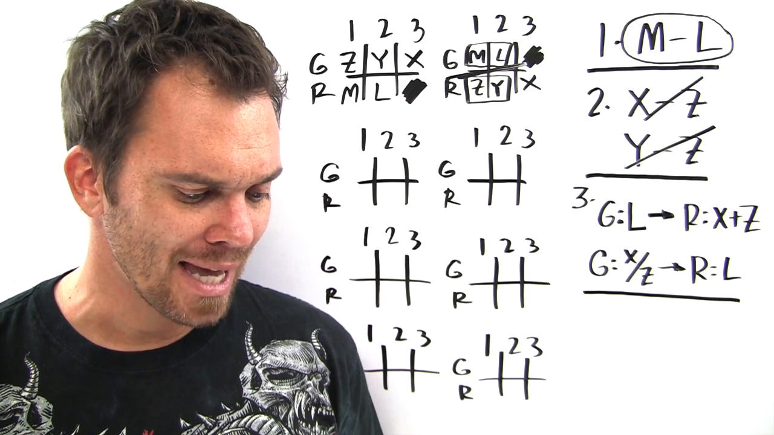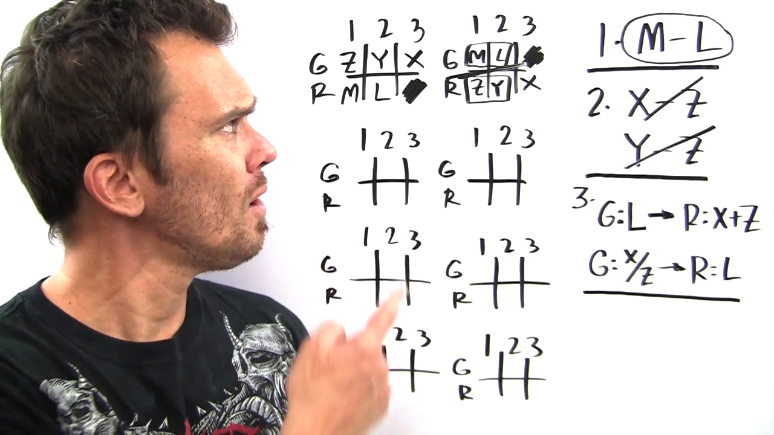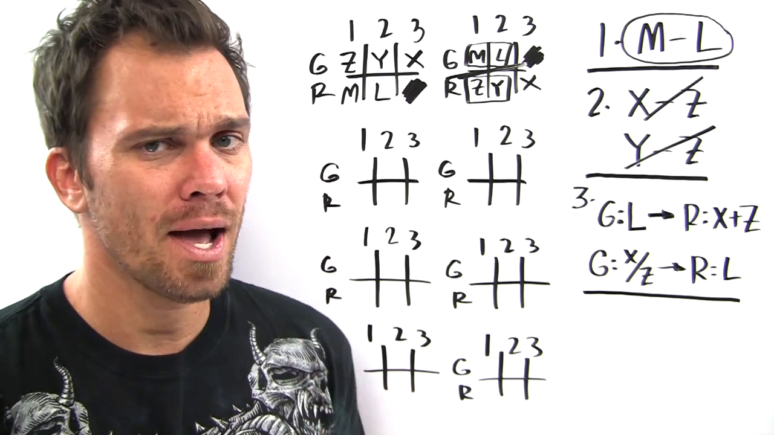All right, what cannot be true? A. Yeah, L is not in the same room as Y. L is with M, either way.